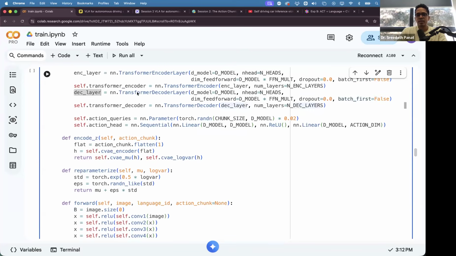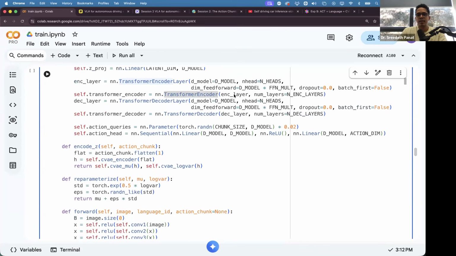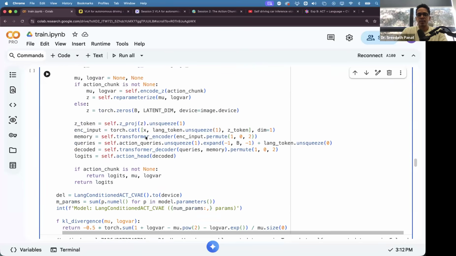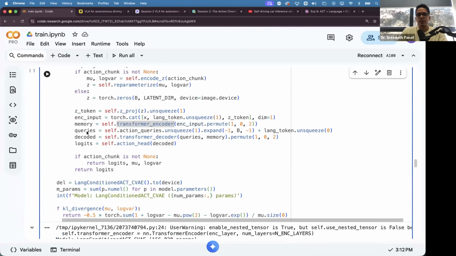Then the decoder layer is also the same, nn.TransformerDecoderLayer. But in the transformer decoder, you have the same number of layers as the encoder, and the number of layers is equal to 1 because you're having only one single transformer decoder block. This is where you pass your encoder input into the transformer encoder, and then you have the decoder part here.